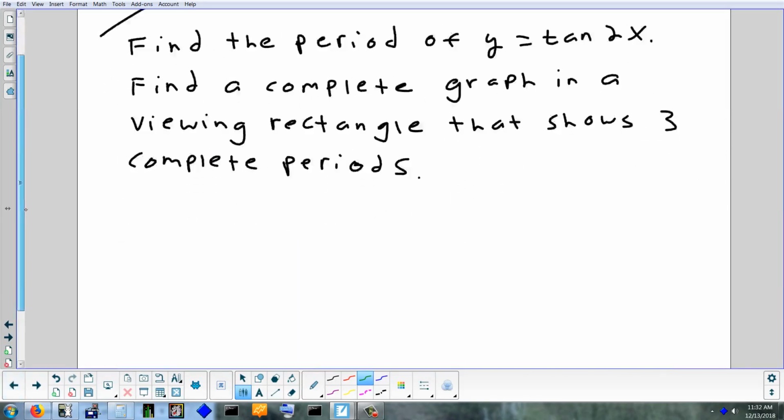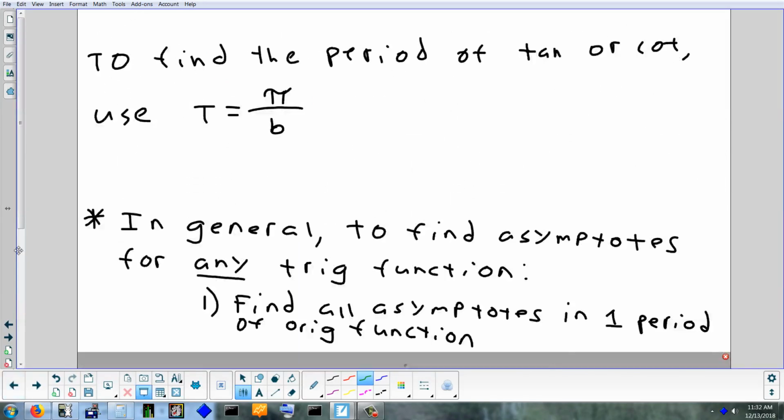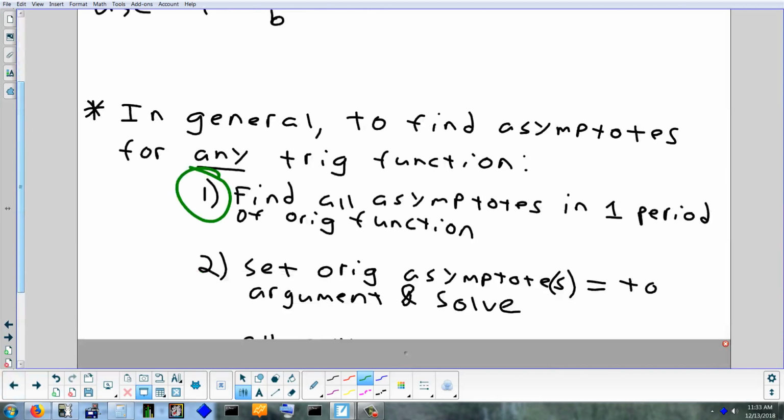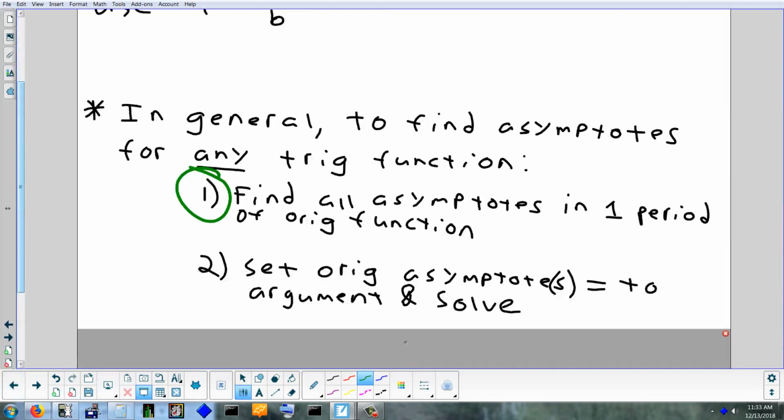So these, which we're going to come back to, would help you with this step right here. Find all the asymptotes. You don't even really need to find them. You're going to be able to just look them up in that table once I give that table to you. So step 1, you look them up in that table. And then step 2, this is where you have to do a little arithmetic. You take all the original asymptotes and you set them equal to the argument.